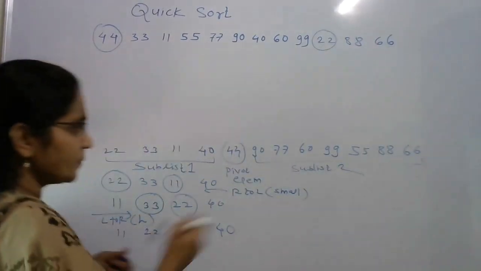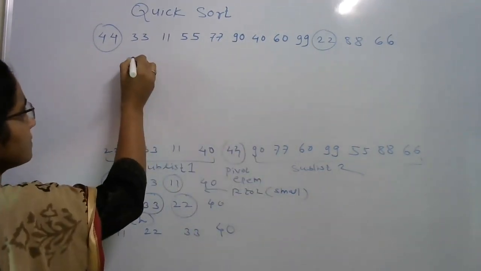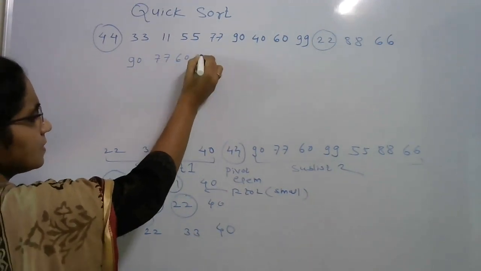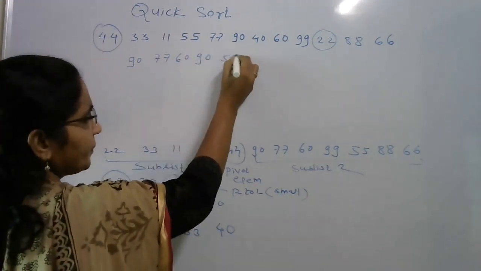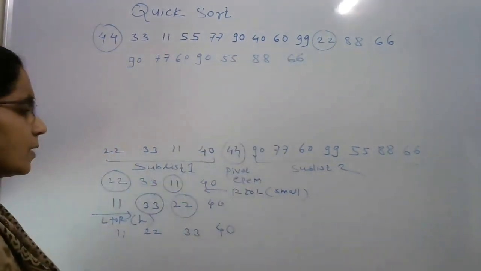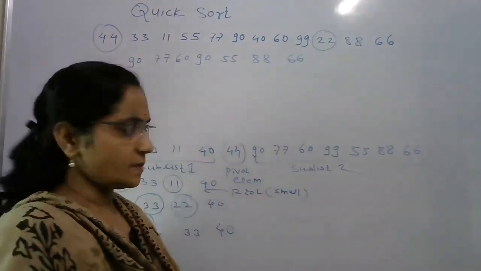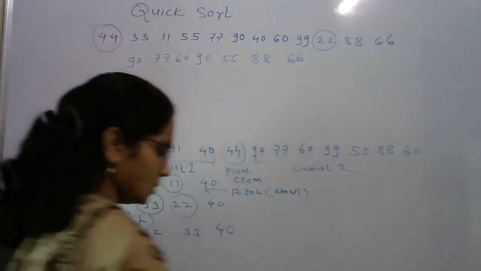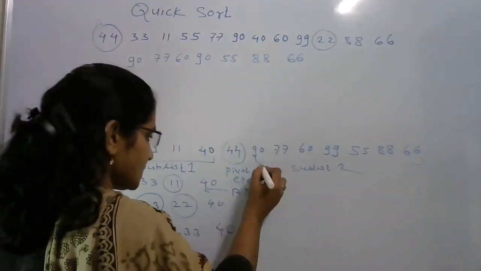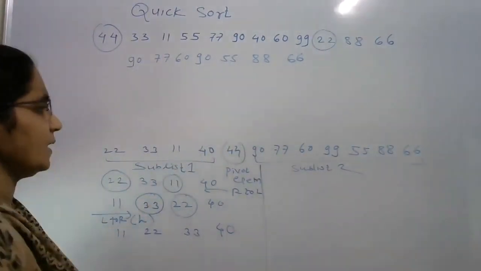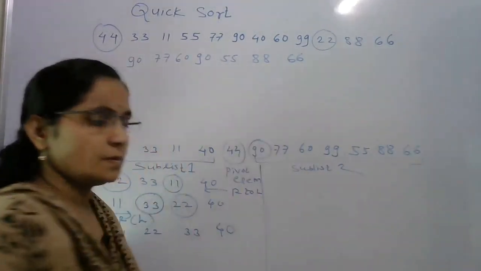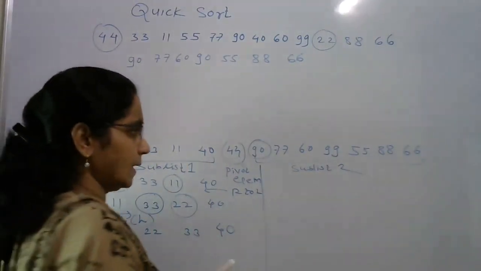So the second subproblem means 90, then 77, 60, 99, 55, 88, and then 66. Okay, this is the second sublist. Here, instead of this place, I just sort the elements here. So first is the 90. So 90 is the pivot element.